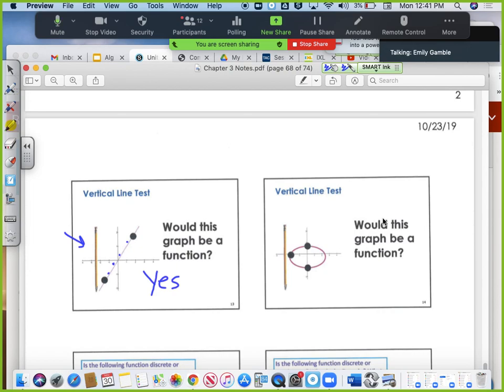Looking at this though, this is an oval. If I take my pencil and I move it from left to right through this graph here, would this be a function? No, because when you pass through different points, vertical lines, you'll pass through more than one point because this here is a circle, so you'll pass through more than one, which makes this not a function. Okay?